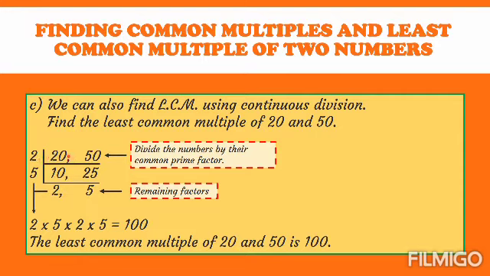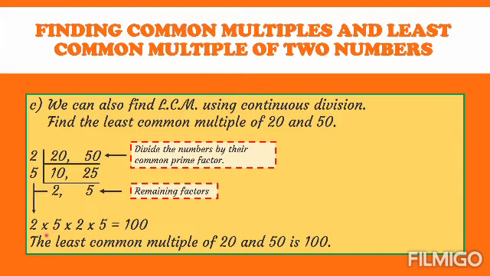So 20 divided by 2 is 10, 50 divided by 2 is 25, and then after that, we're going to think of another smallest prime factor of the two numbers, which is 5. So 10 divided by 5 is 2, and 25 divided by 5 is 5. So these are the remaining factors. So we are going to write this here below.